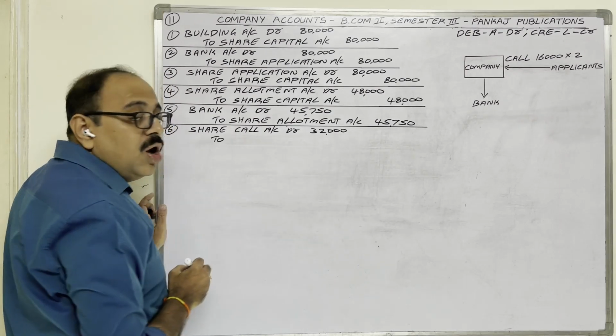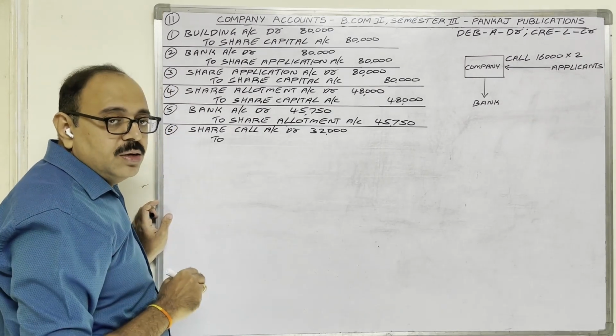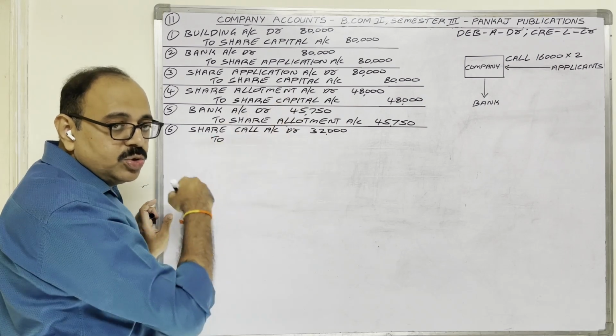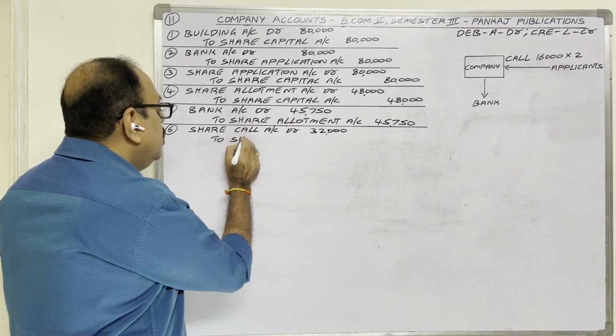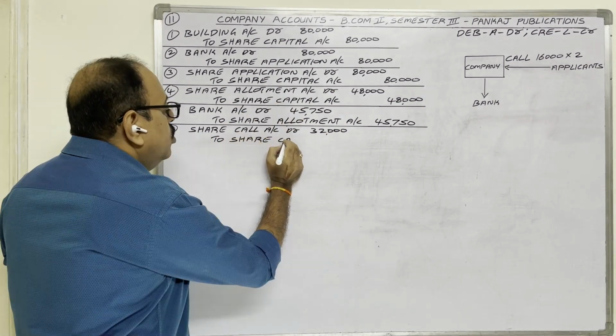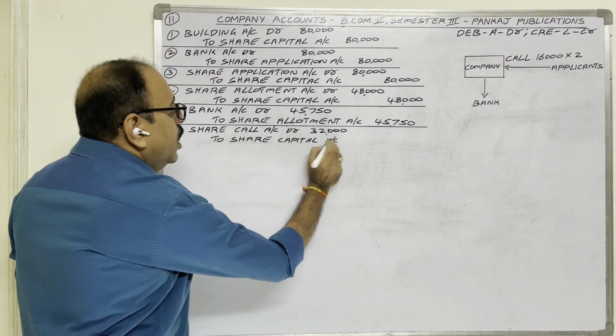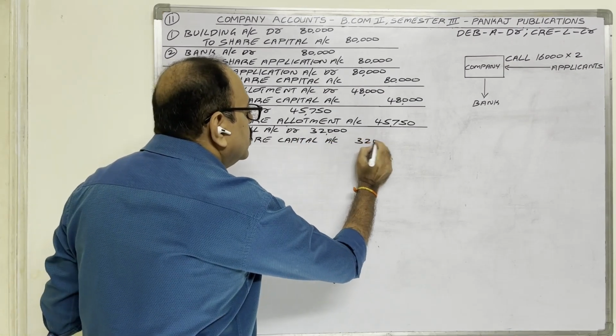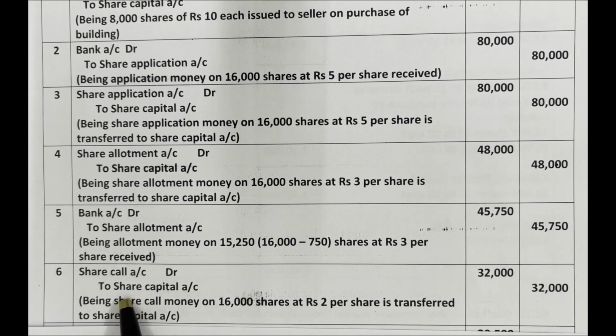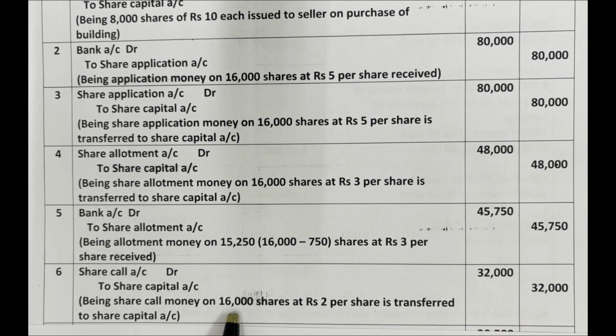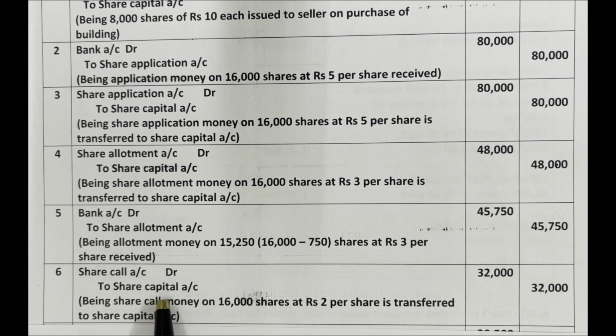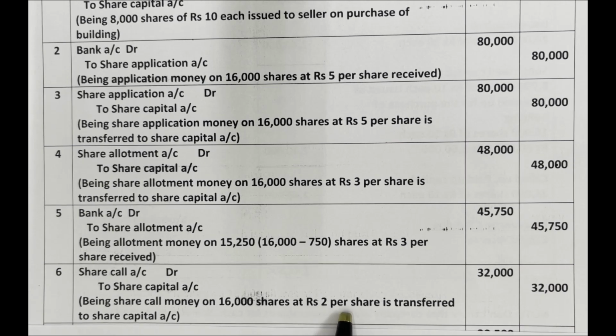Share call money we want to transfer to share capital. Share capital is a liability. Liability shows a credit balance. Therefore, we have to credit share capital account. To share capital account, amount same, 32,000 rupees. Sixth entry, share call account debit to share capital account. On 16,000 shares at the rate of 2 rupees each, share call money we are transferring into share capital. Mention that as a narration: being share call money on 16,000 shares at 2 rupees per share is transferred to share capital account.